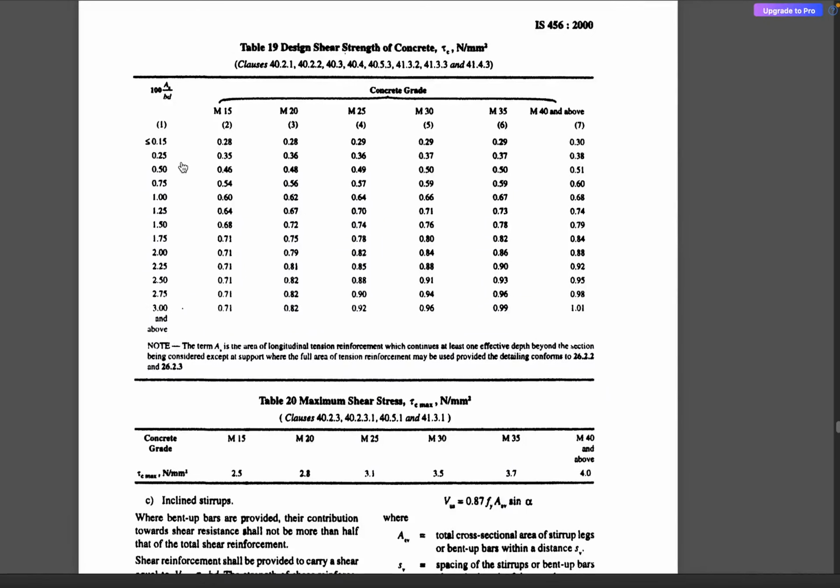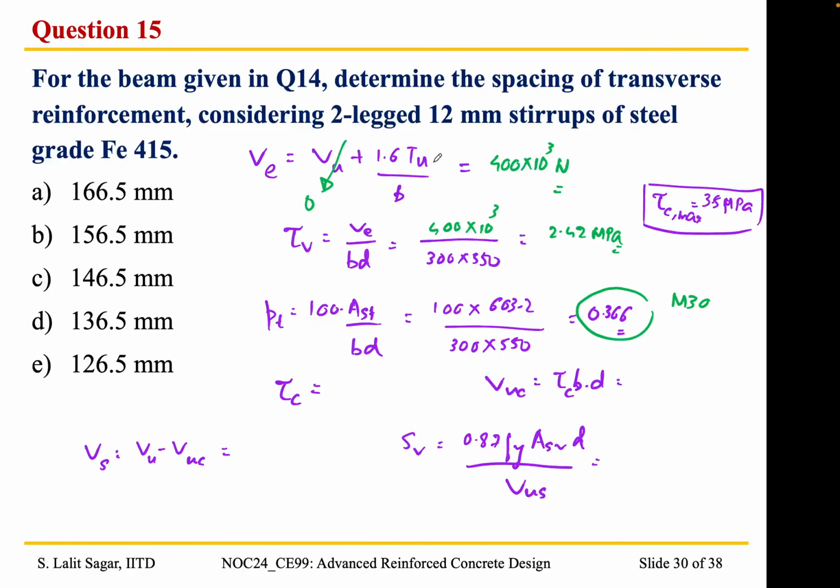So corresponding to 0.336 and M30 concrete, I got a value of tau C as 0.43. Okay, so I can see that 0.43 is right between these two values. So I got a value of 0.43 MPa.